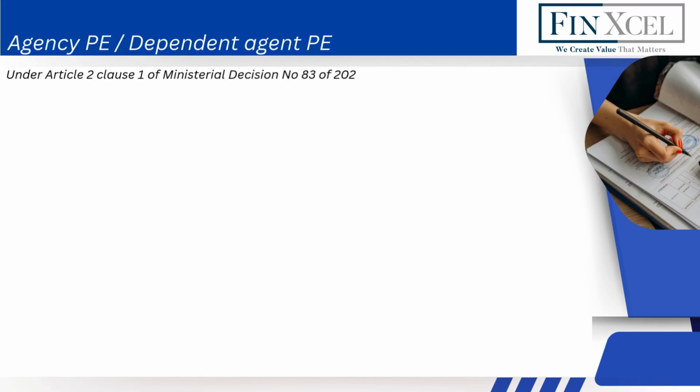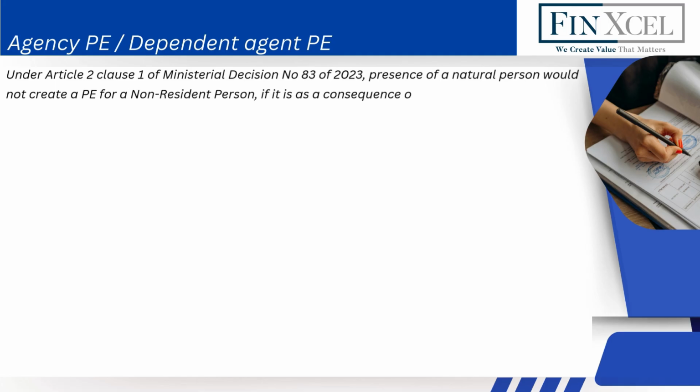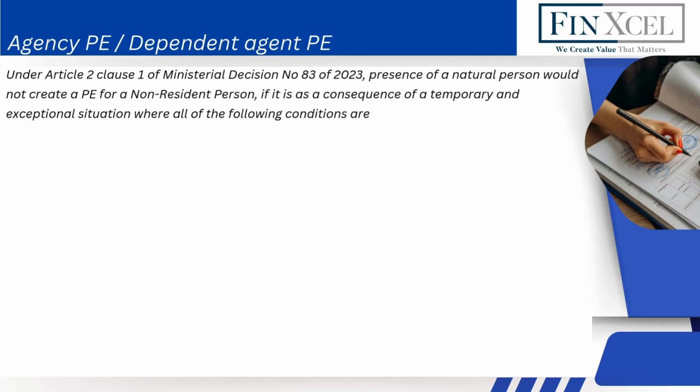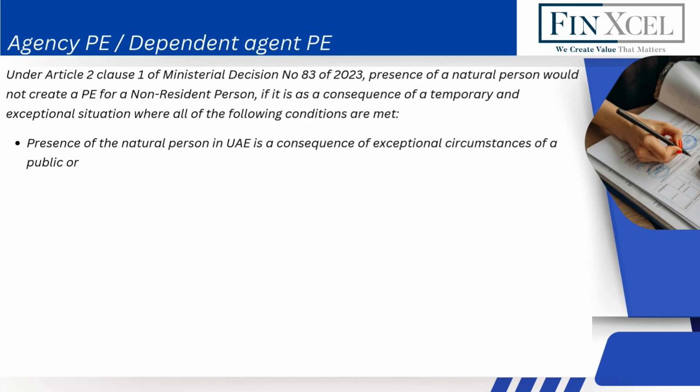83 of 2023, presence of a natural person would not create a PE for a non-resident person if it is a consequence of a temporary and exceptional situation where all of the following conditions are met. Presence of the natural person in UAE is a consequence of exceptional circumstances of a public or private nature.